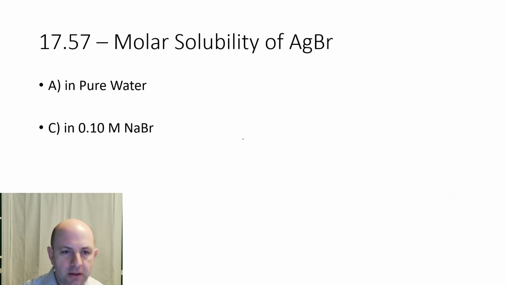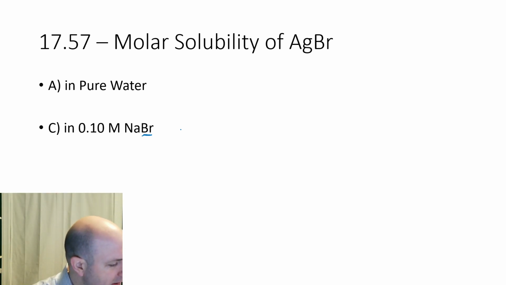All right, the last problem here is doing molar solubility of silver bromide. I'm only doing the A and C here, so A is in pure water, so no ions present. And then in C, with a 0.1 molar sodium bromide, so that's going to be with the common ion effect. If we've got bromide already, what does that do to our molar solubility?